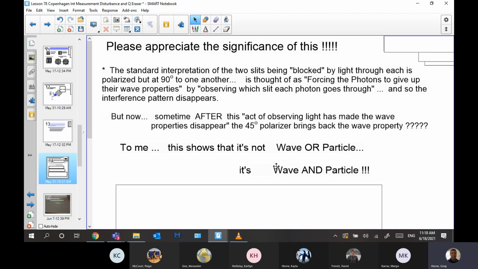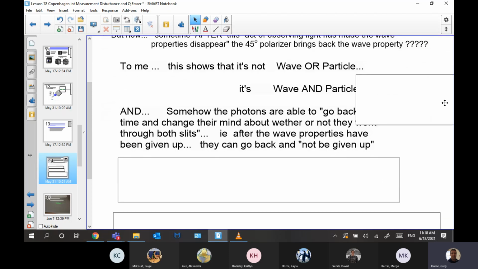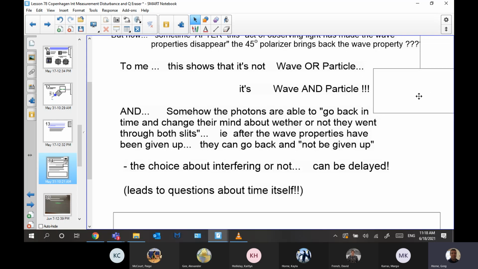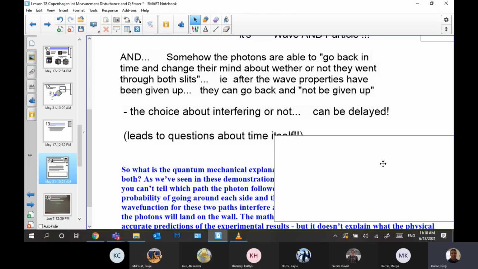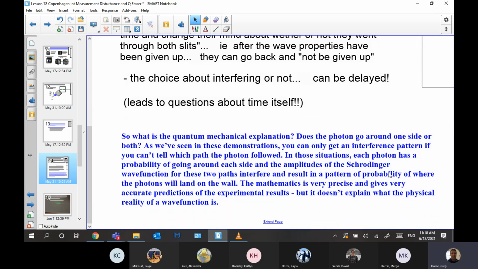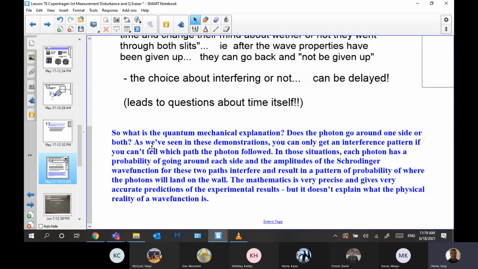Okay, it's a wave and a particle. It's a wave or a particle. It's somehow the photons are able to go back in time and change their mind about whether or not they went through both slits, I guess, without it being determined which one they went through, right? So the wave particle properties had been given up, but then they go back and now they're not given up. So the choice about whether there's interference or not can be delayed. This is the delayed choice experiment. It's pretty odd, right? So does the photon go through one slit or both?